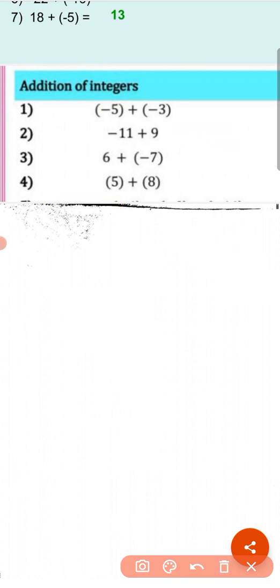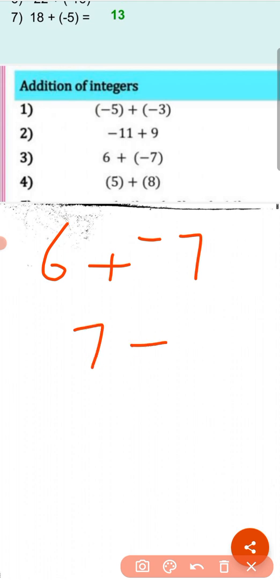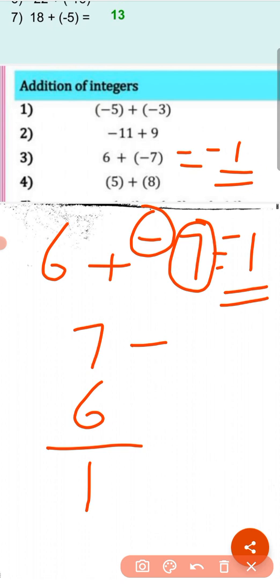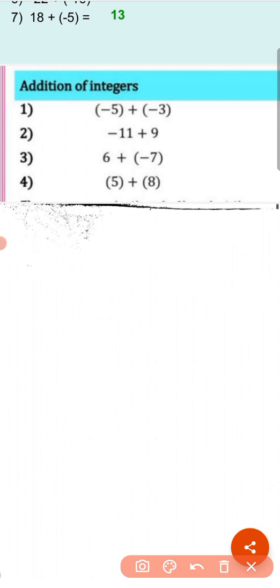Okay. Next is 6 plus negative 7. Adding numbers with different sign. So subtract the smaller from the bigger. 7 minus 6, 1 and put the larger number's sign. Here 7 is the larger number. Its sign is negative. So our answer is negative 1. Clear? Next is 5 plus 8. Both are positive. Add and put positive sign. 13. Positive 13. Okay.